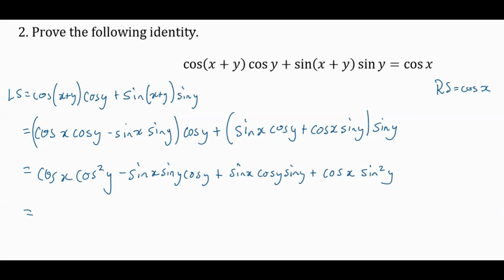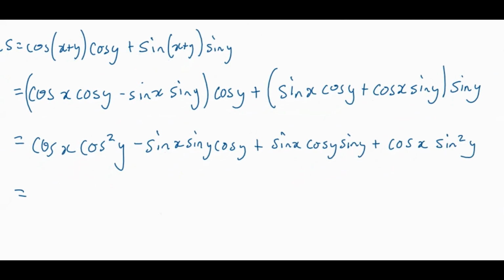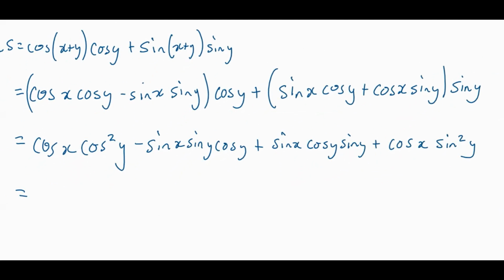What do I want to do now? Yeah, notice that the middle two terms are the same, except they have opposite signs. Not too hard, except that they are in a different order. So just reminding ourselves that that's fine. That doesn't matter. Sine x, sine y, cos y. Order of multiplication doesn't matter, so those are the same. So that one's gone and that one's gone.